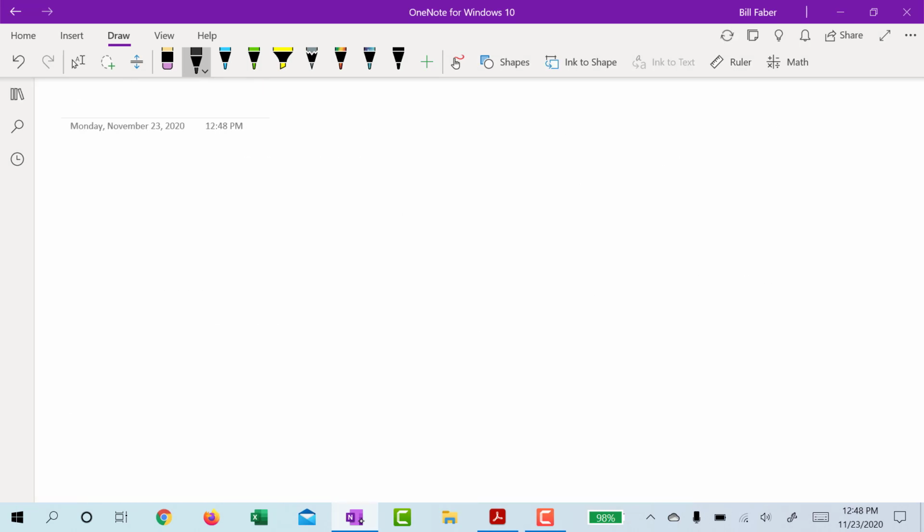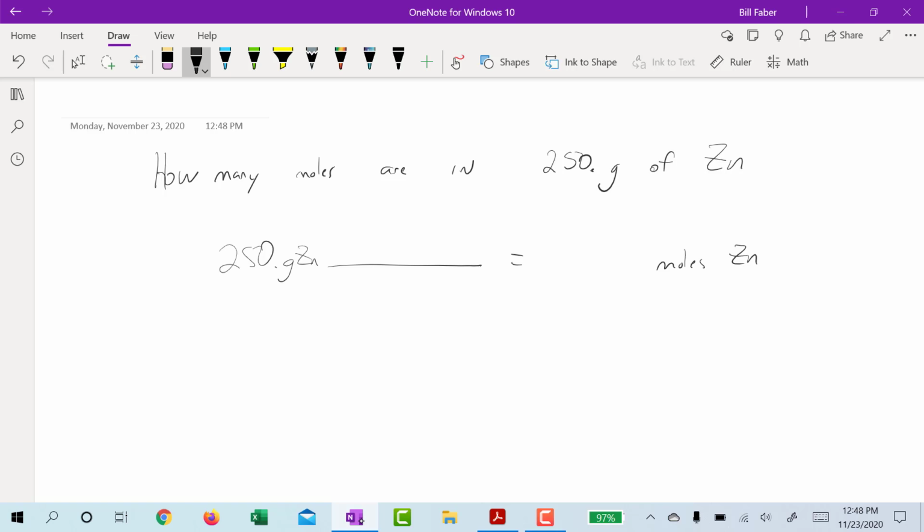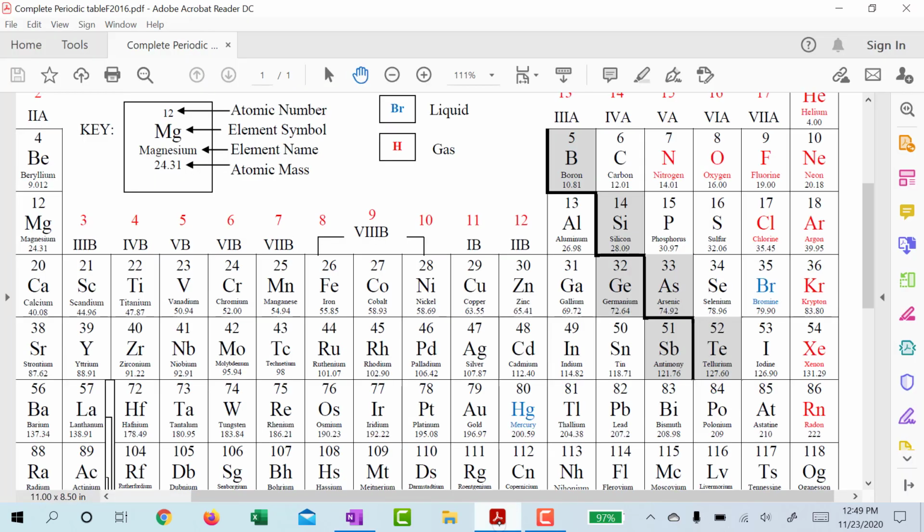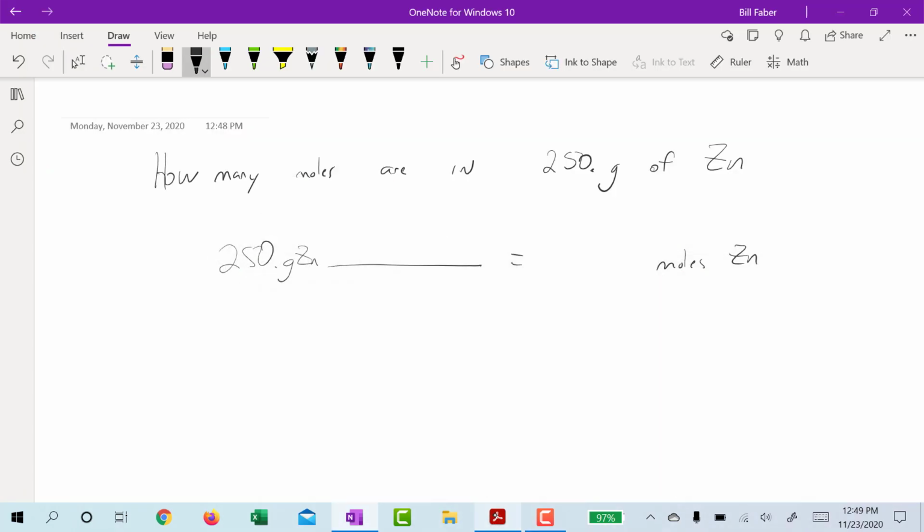So, for instance, if I asked you how many moles are in 250 grams of, let's say, zinc. Well, you solve these problems just like we have. Moles of zinc is what's being asked for. And the only other number is 250 grams of zinc. So I need a conversion factor, and this is where you have to know something. You have to know the number on the periodic table, 65.41. That's how many grams of zinc are in 1 mole of zinc.